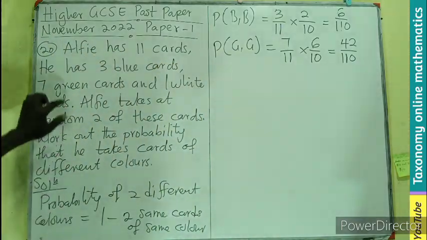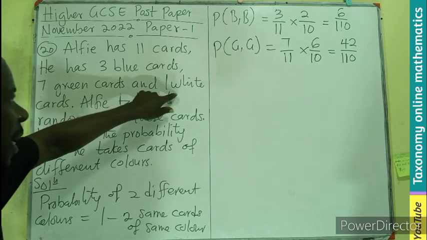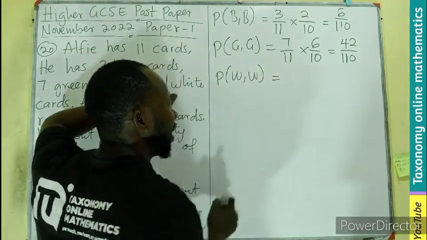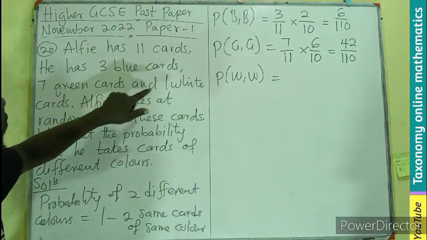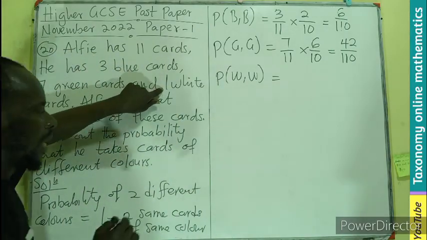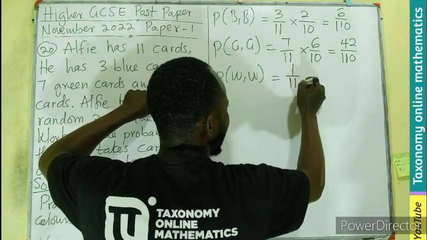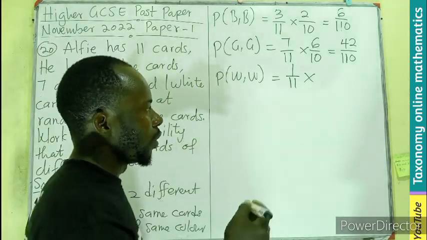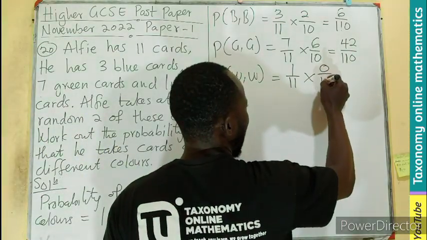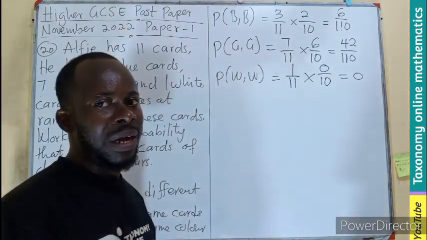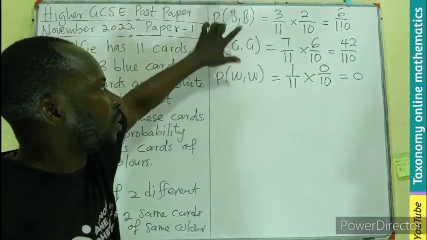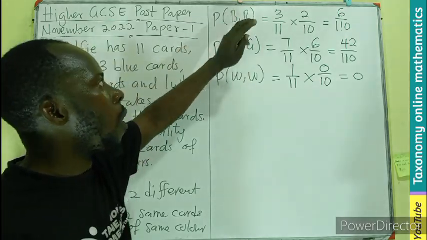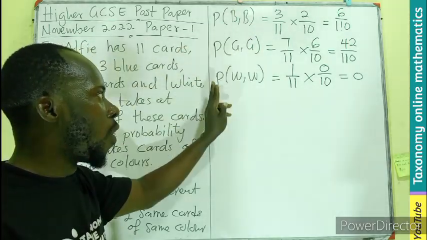Then the next is going to be white. So the probability of white being the first and second, what are we going to have? The first will be white. How many are there? 1. So 1 out of 11 times, we are going to reduce. Meaning if you pick 1 out, you'll be left with 0 out of 10. And that will give you only 0. These are the combined probability, as in this and this, or this and this, or this and this.